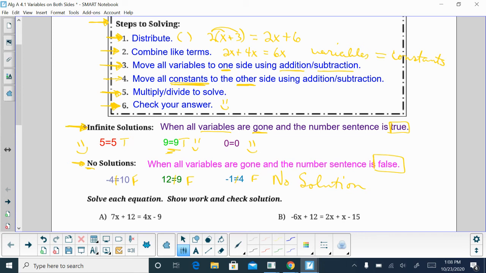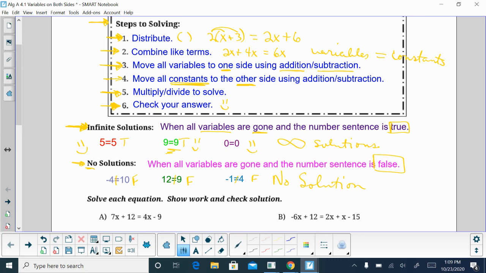And sometimes, I forgot up here on the infinite, sometimes when you have unlimited answers, unlimited possibilities, we use the infinity symbol, infinite solutions. So to infinity and beyond in our algebra class.